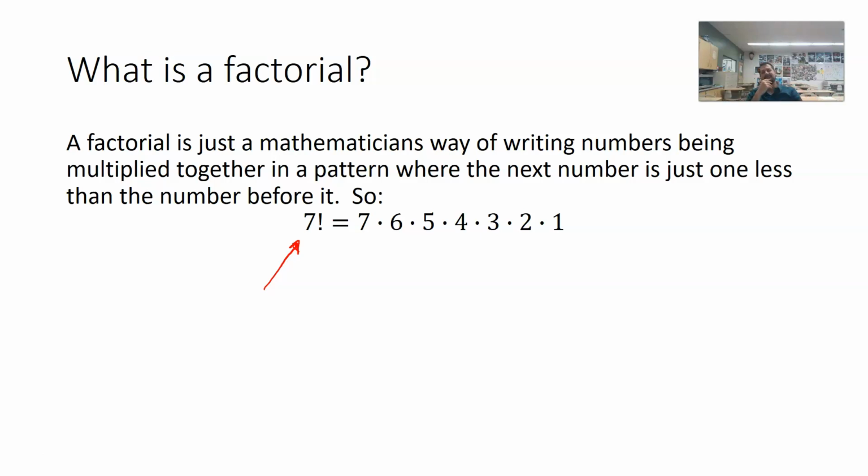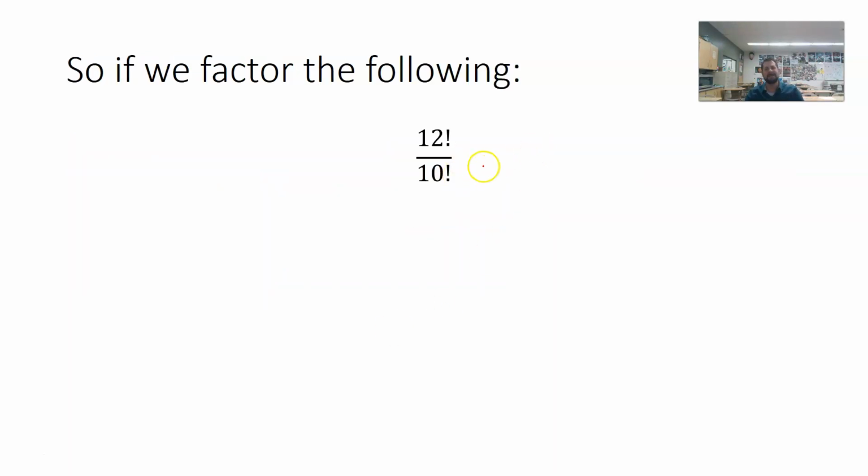Like if I have 7 factorial, that doesn't mean that I'm shouting 7. It means that I'm doing 7 times 6 times 5 times 4 times 3 times 2 times 1. In other words, you start at the number in front of the exclamation point and you multiply by all of the whole numbers underneath that number, okay? So if I were to factor this, what I really have here is 12 times 11 times 10 factorial over 10 factorial. So you'll notice that the 10 factorials cancel out, and all I'm left with is 12 times 11.